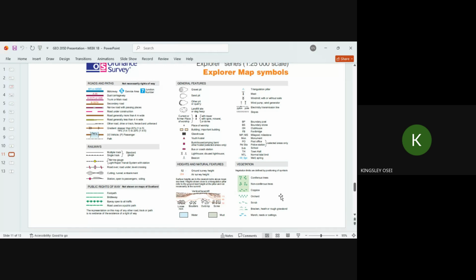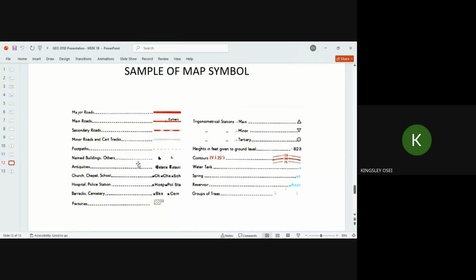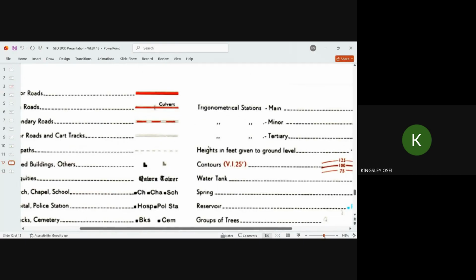All right. So there is another one. We can also zoom into this. And basically, that's the idea of the map symbol. When we talk of conventional signs, we are looking at symbol representation that is known worldwide or generally used worldwide for certain representation. That is very, very key about conventional signs.